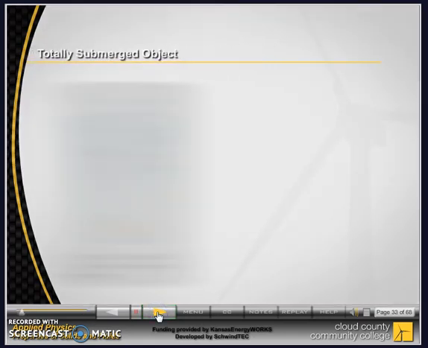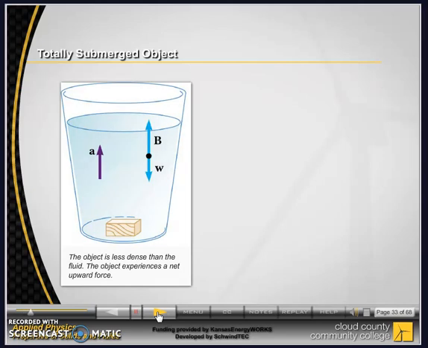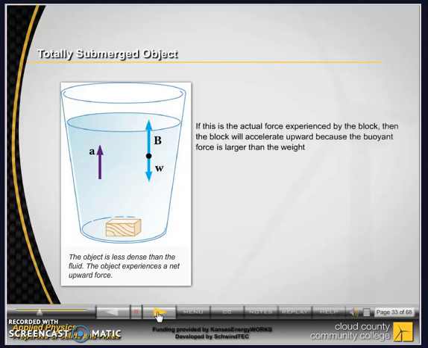Notice the free body diagram drawn for the totally submerged object. If this is the actual force experienced by the block, then the block will accelerate upward because the buoyant force is larger than the weight. Sometimes, no matter how hard you try to sink something, it will float back to the top.